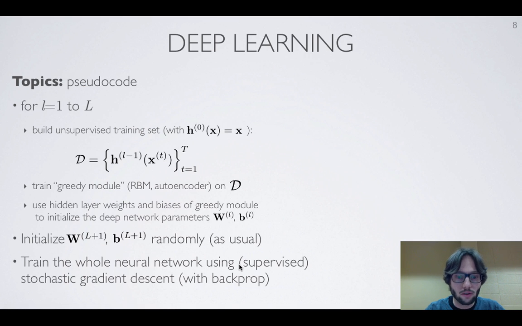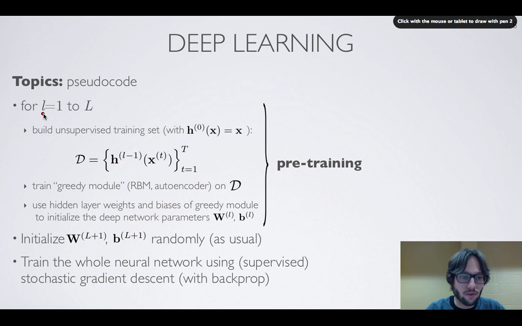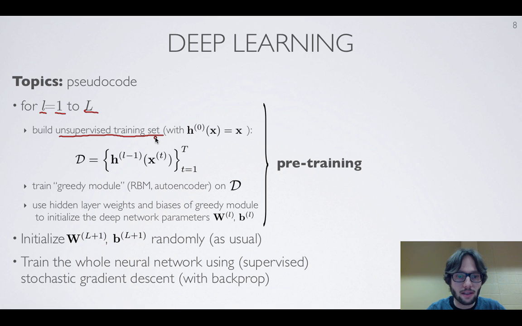So here's some pseudocode to make everything a bit more precise about what I just said. The pre-training part iterates from the first hidden layer to the last. We build an unsupervised training set. That is, we take all of our training inputs and we ignore the labels if they were available. And then we compute the representation at the previous hidden layer. So for L equals 1, H0 is just going to be the raw input. For L equals 2, we'd be computing H1 of XT.